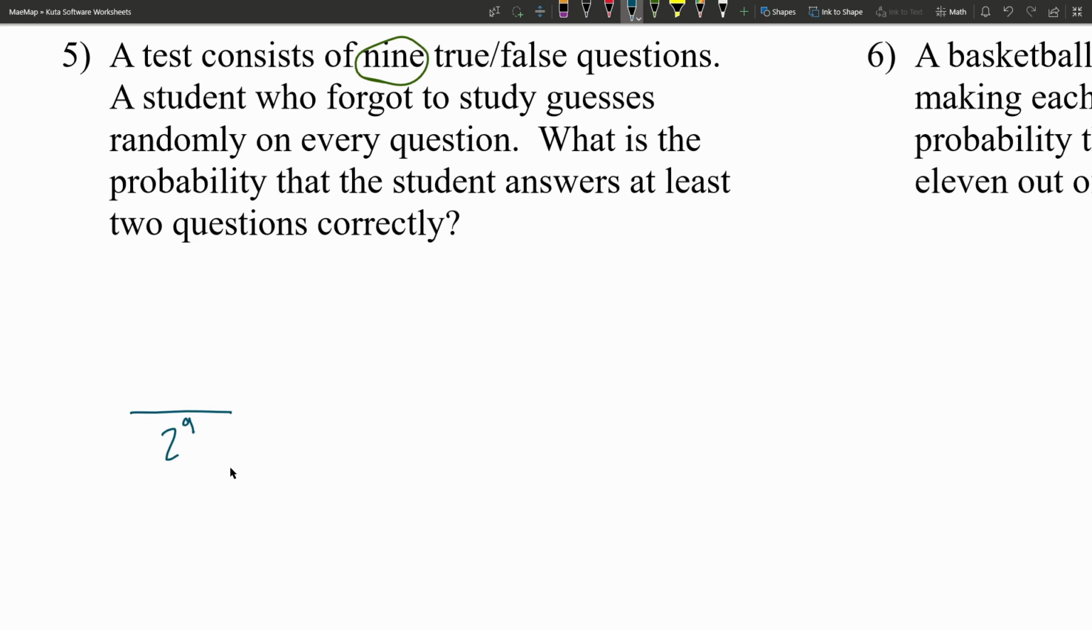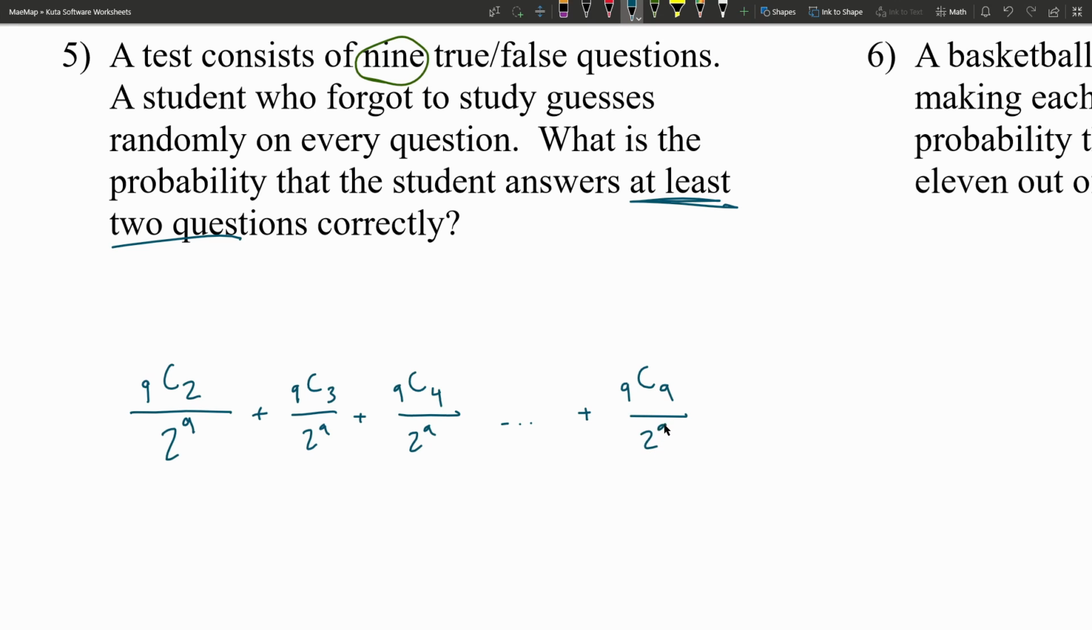What we're trying to figure out is the probability that the student answers at least 2 questions correctly. So answering exactly 2 questions correctly would be, out of those 9 questions, selecting 2. 9 choose 2. But this isn't exactly 2 questions. This is at least 2 questions. So we also have to calculate the probability that they get exactly 2. We need to add that to the probability that they get exactly 3, and then exactly 4, and so on, all the way up till they get all 9 correct, because they're getting at least 2.